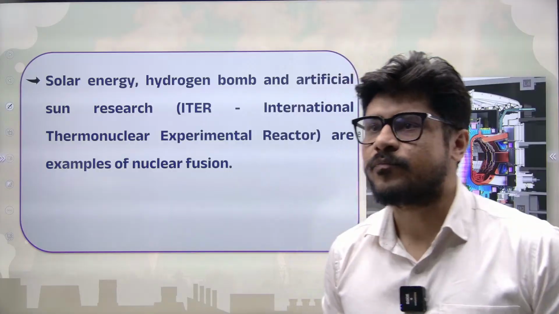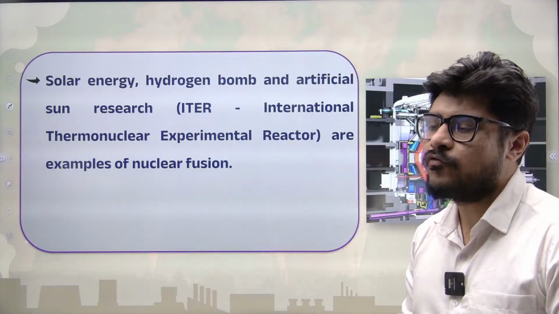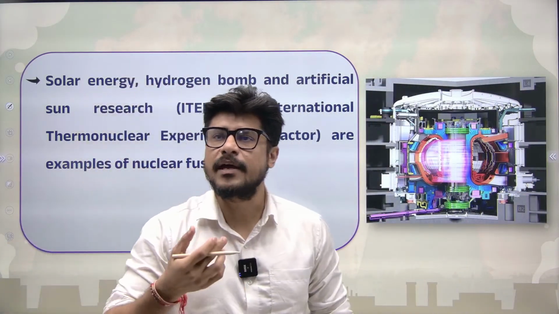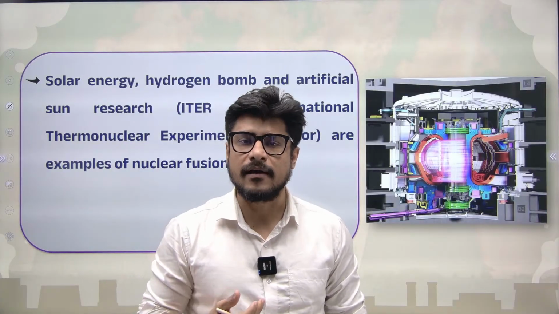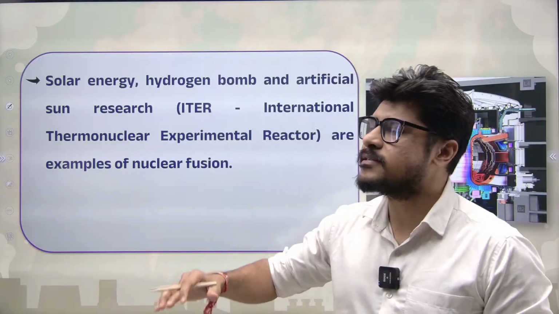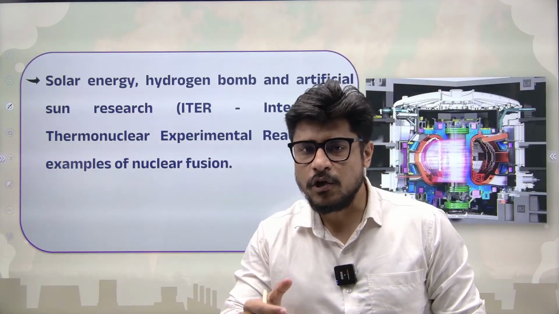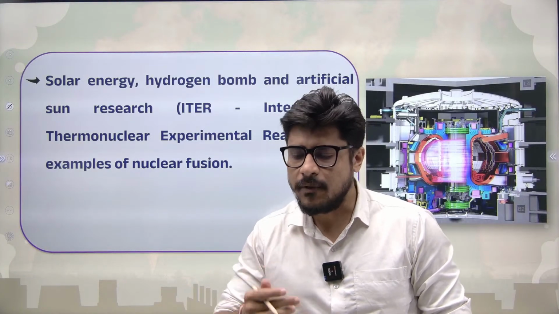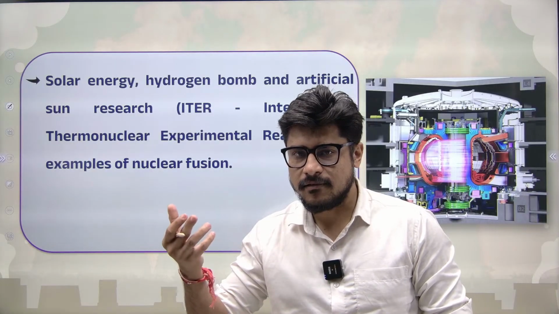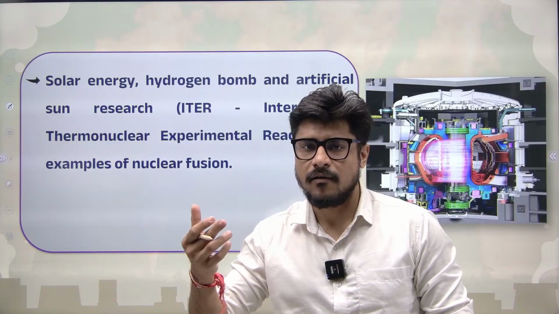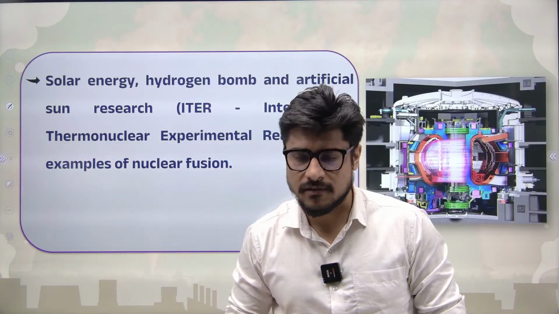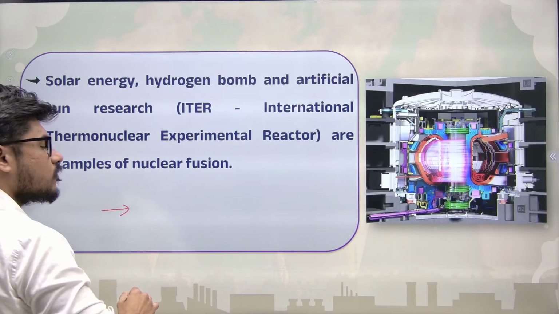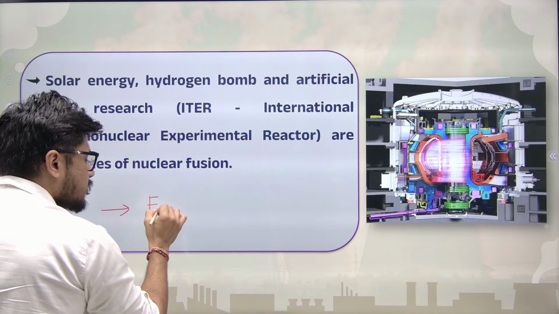Let me give you an example of nuclear fusion, because nuclear fusion is the base of solar energy production. You know that the sun has a continuous nuclear thermal process. There is a continuous ongoing nuclear thermal process, and because of this we get energy for the whole solar system and especially for the earth. What kind of nuclear process is happening in the sun? That is a fusion process.